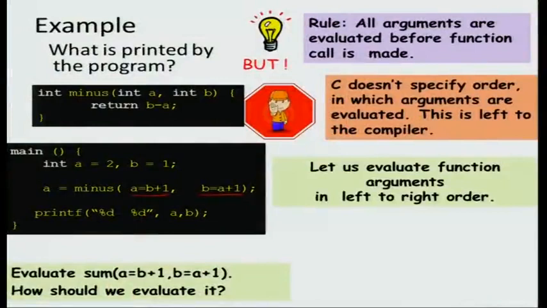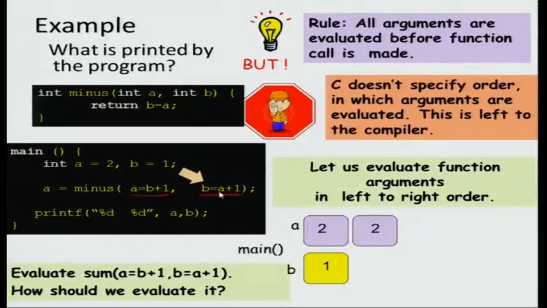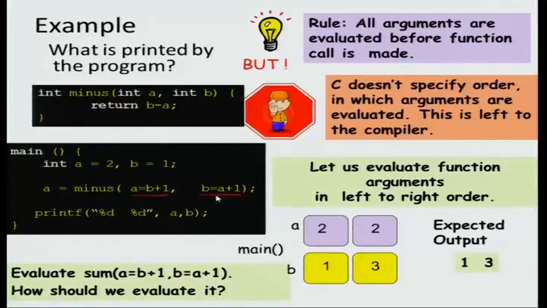So let us evaluate it in left to right order. So this expression first and then b equal to a plus 1. So what will happen then? A equal to b plus 1, b is 1, so a will get the value 2. B equal to a plus 1 will be executed after that, a is now 2, so b will get the value 3. Now you execute minus, so you will return 3 minus 2 which is 1 and b has value 3. So this is the expected output.